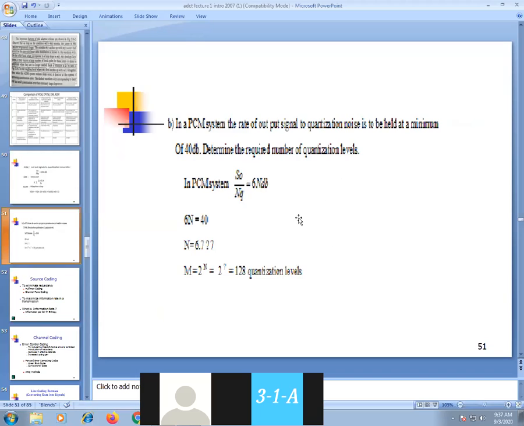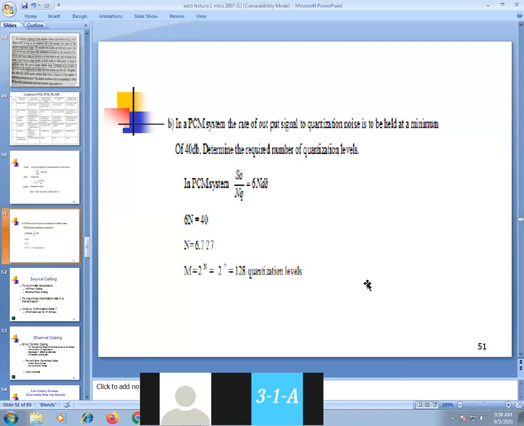Y is equal to S plus n. Y is the output of the signal, S is the input and n is the noise, known as external noise. Please note down, y is equal to S plus n. If n is equal to 0, y is equal to S, so output is equal to input. In that case we can determine S naught by NQ in the quantized noise.